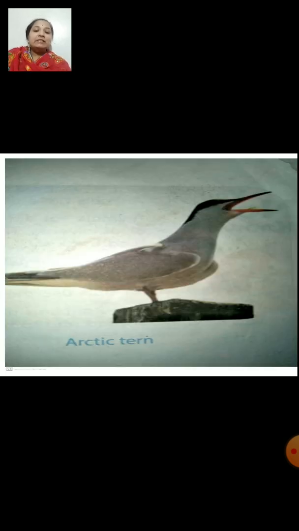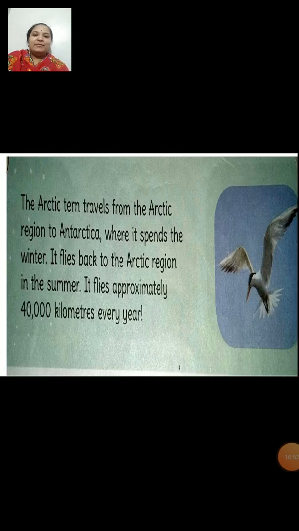In this picture we can see the migration of birds. They fly thousands of kilometers from a cold region to a warmer region. This is an Arctic tern. There are a few migratory birds like the Siberian crane and Arctic tern which travel a long distance and go to warmer places. Now, the Arctic tern travels from the Arctic region to Antarctica where it spends the winter.